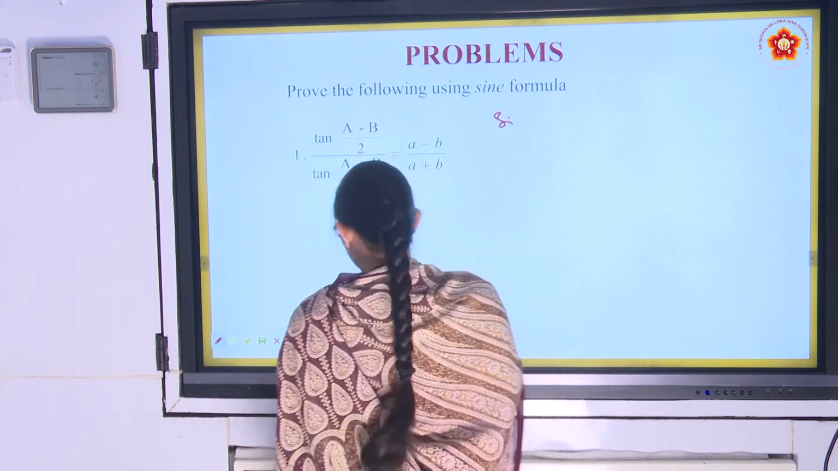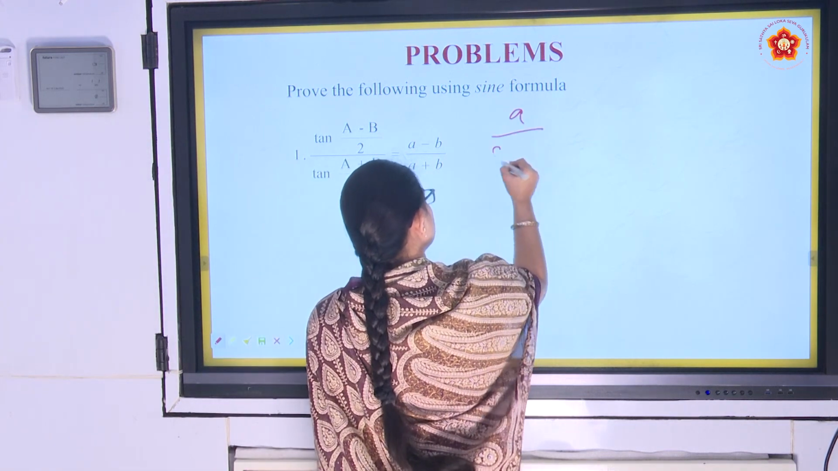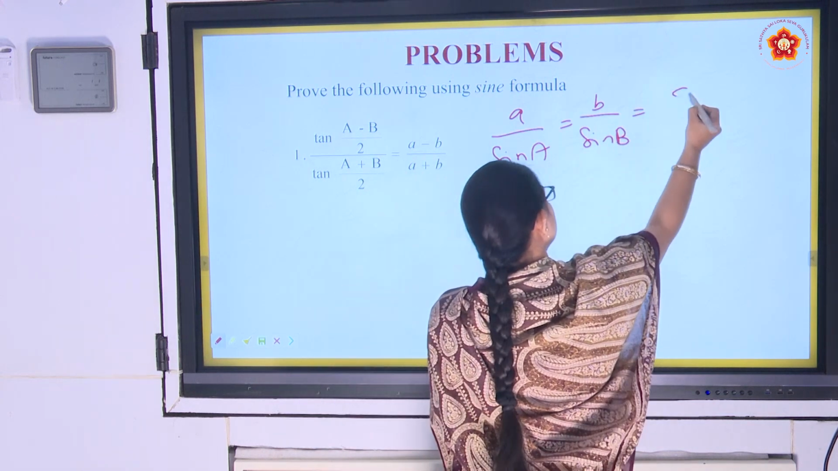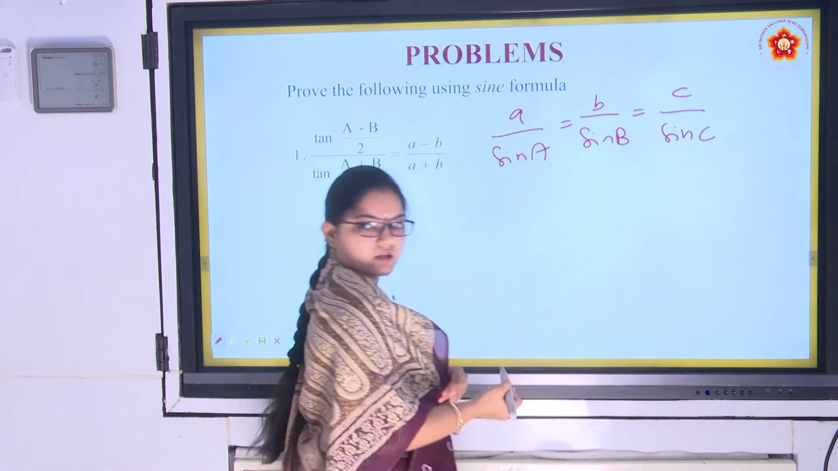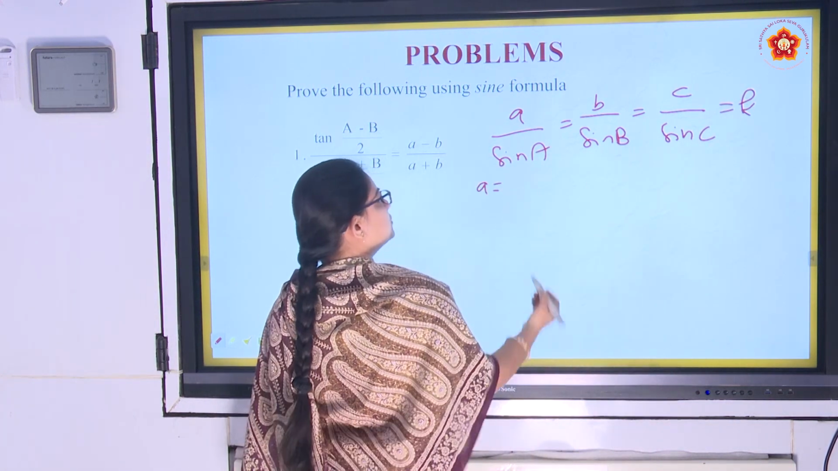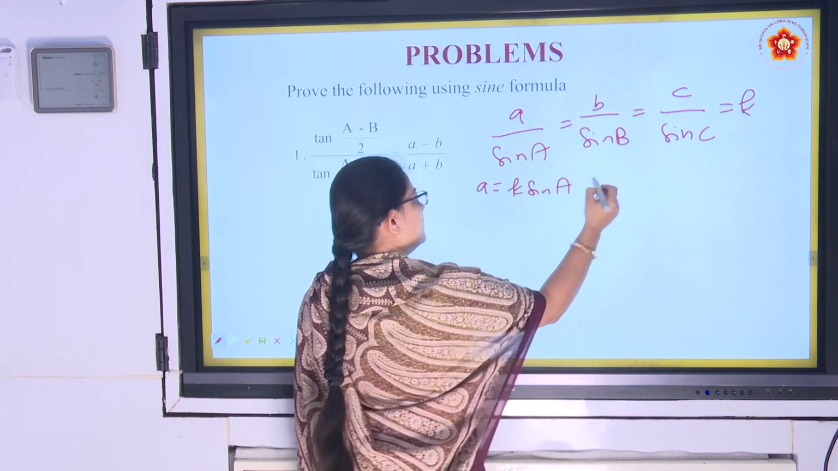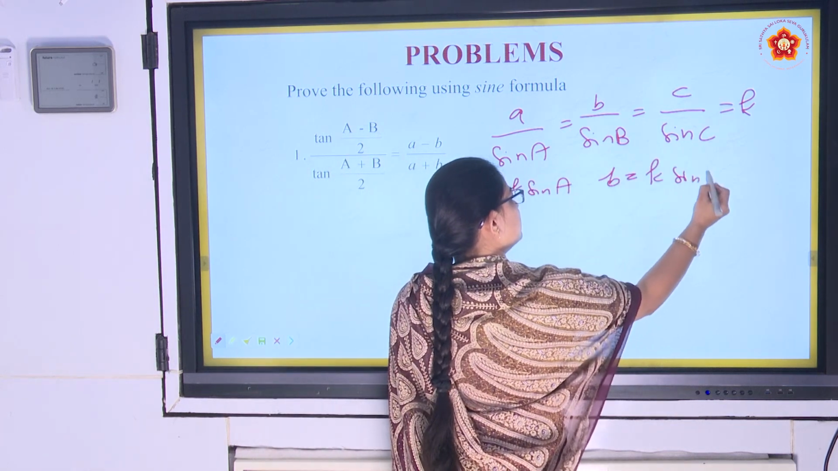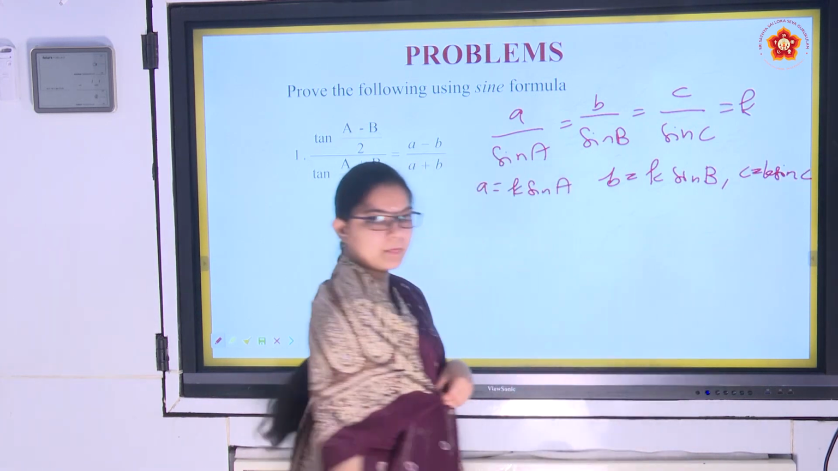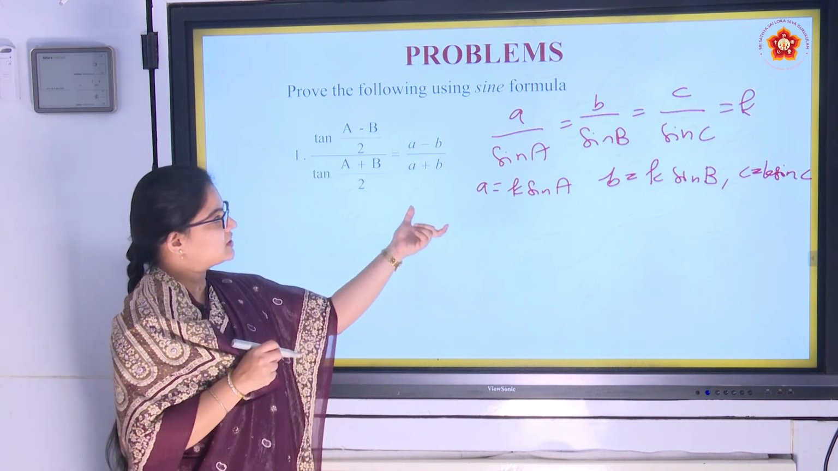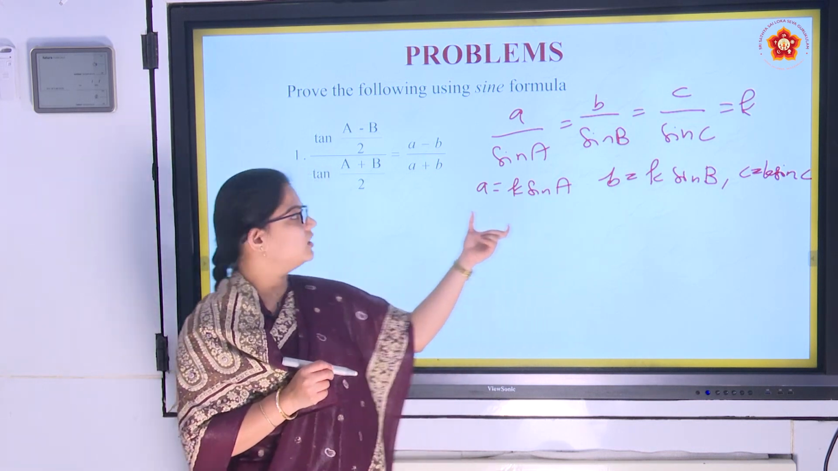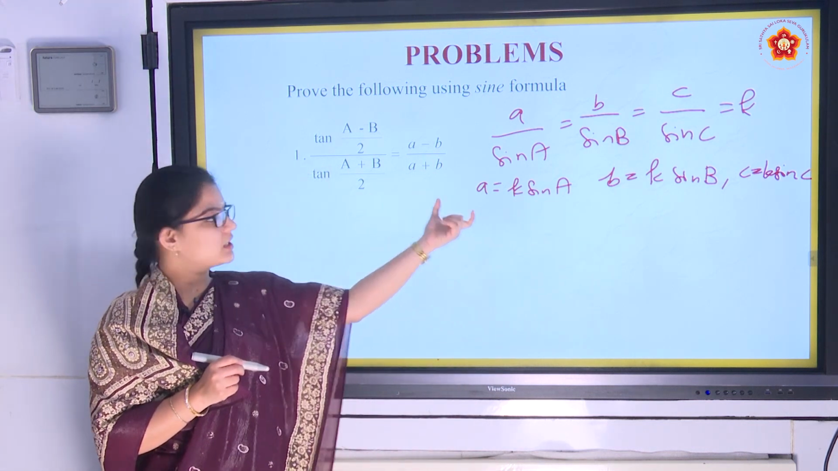Sine, we can use a by sin A is equal to b by sin B, which is equal to c by sin C, or else we can take them as equal to k, and then we get a is equal to k sin A, b is equal to k sin B, and c is equal to k sin C. So by using the sine formula, a is equal to k sin A and b is equal to k sin B. Now in the right hand side, let us substitute this.